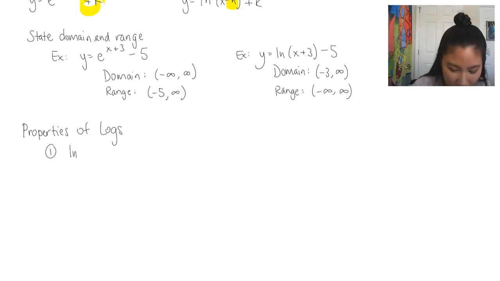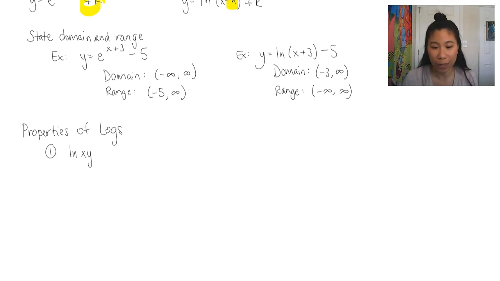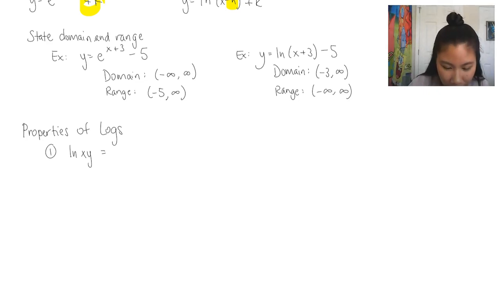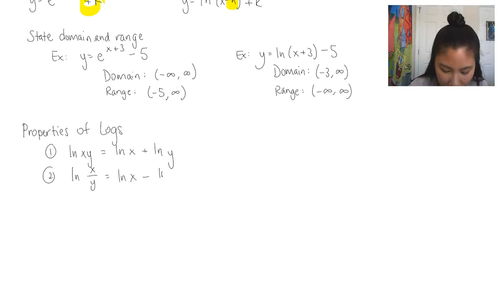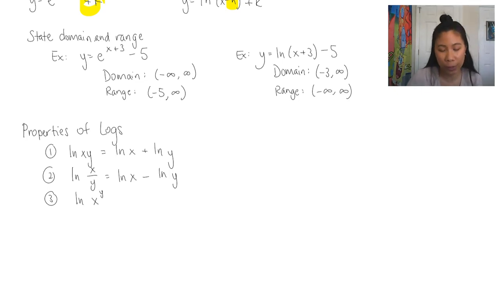We want to make sure that if you have logs, either a natural log or a regular log, of 2 things being multiplied together, then you can actually split them up into 2 logs that are being added. Or if we have a log where we see things being divided, this can be split up into 2 logs that are being subtracted. And lastly, the last property is if we have a log where there's an exponent in it, we can split this up into the exponent being multiplied to the log. So with these properties, we want to be able to expand and condense logs.